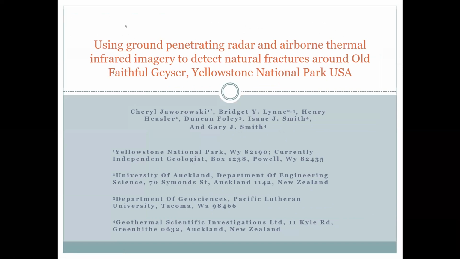I want to thank you for inviting my co-authors and I to give this presentation on using ground penetrating radar and airborne thermal infrared imagery to detect natural fractures around Old Faithful Geyser in Yellowstone National Park. Next slide, please.